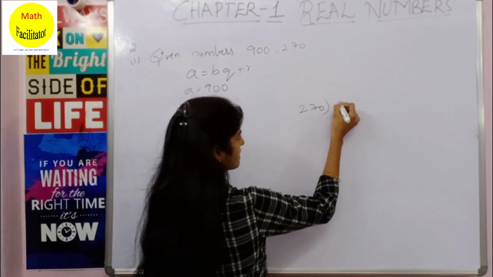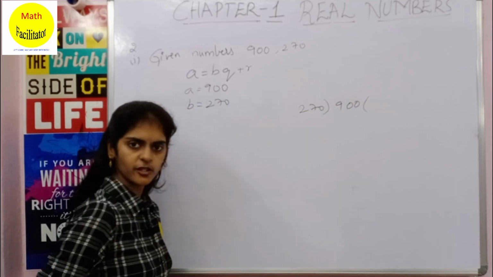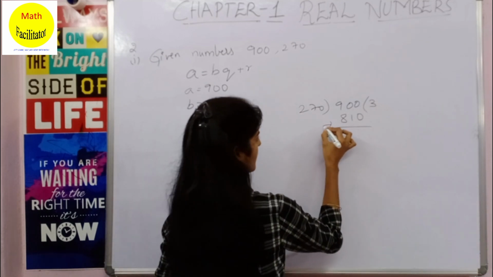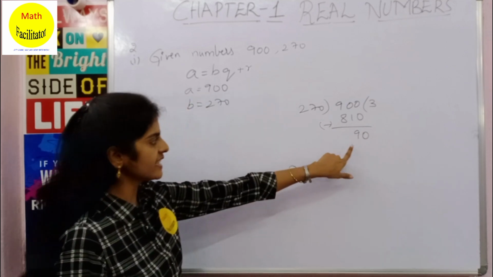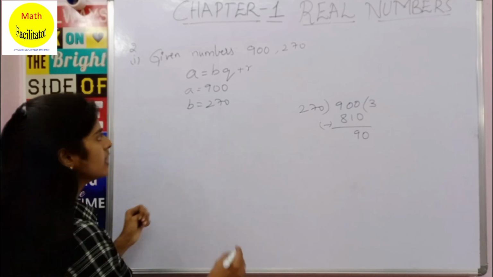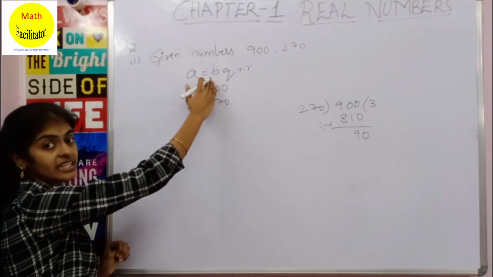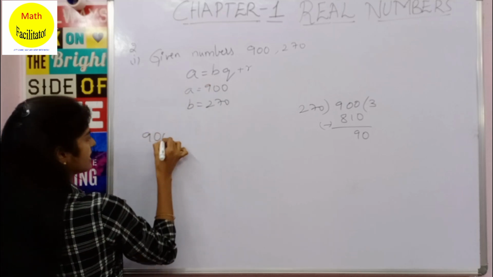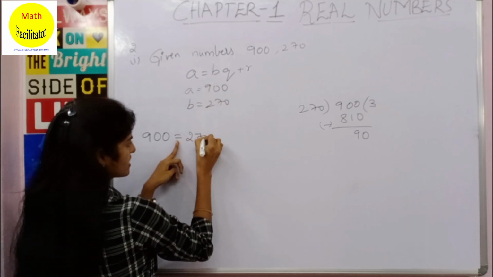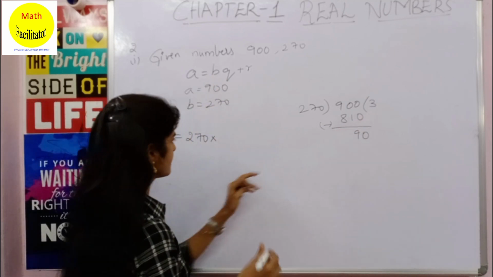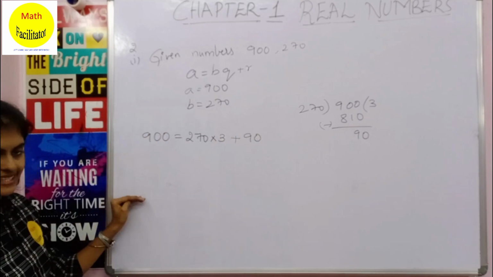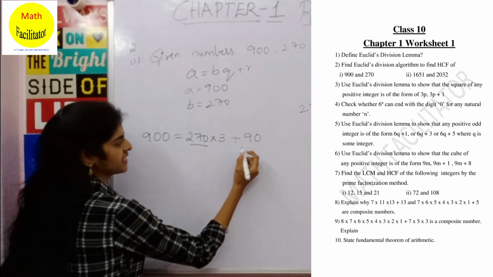So 900 divided by 270. 270 threes are 810. Subtracting, the remainder is 90. Now 90 is less than 270, R is less than B, so we'll stop the division here. This you can write in the form of Euclid's division lemma. We have taken A as 900, so 900 is equal to B, which is 270, into Q, the quotient, which is 3, plus the remainder, which is 90.